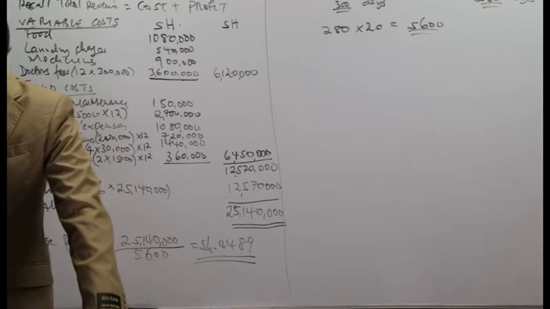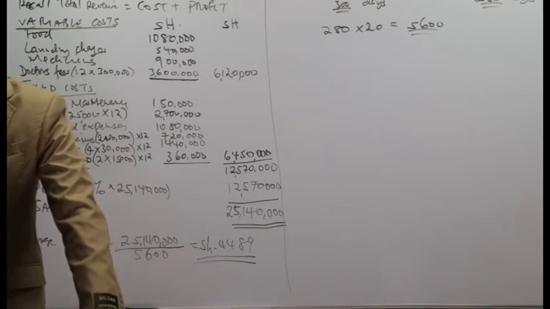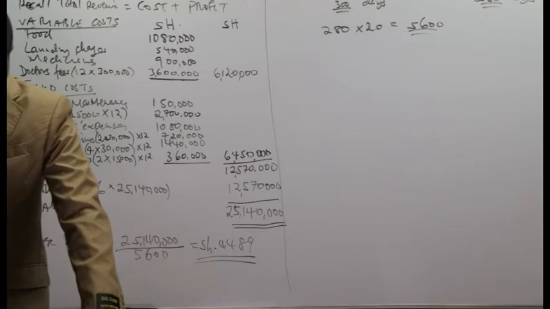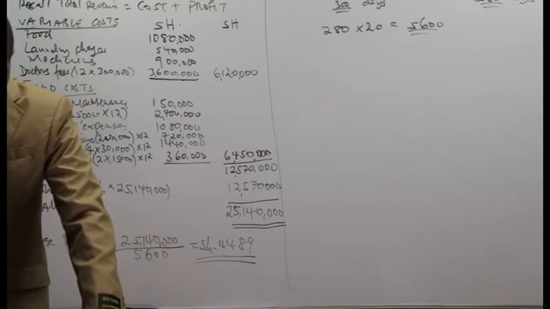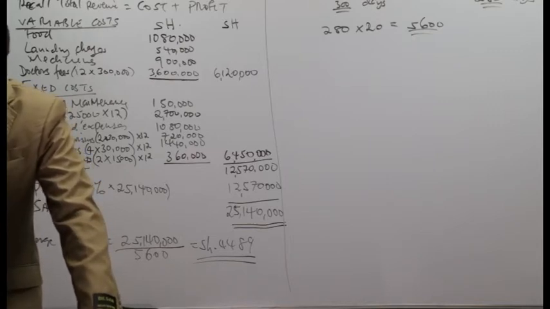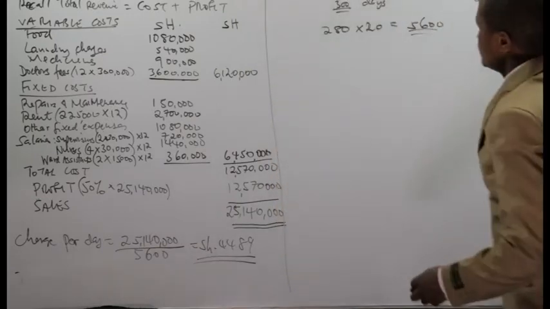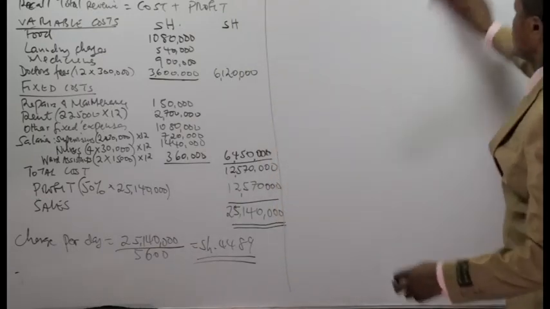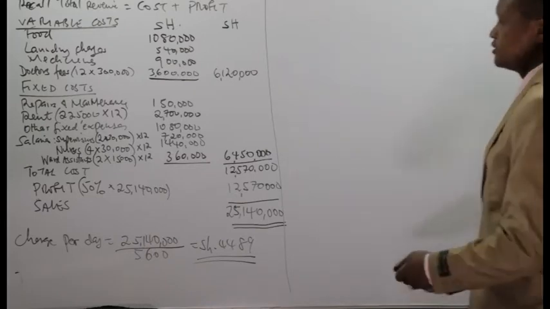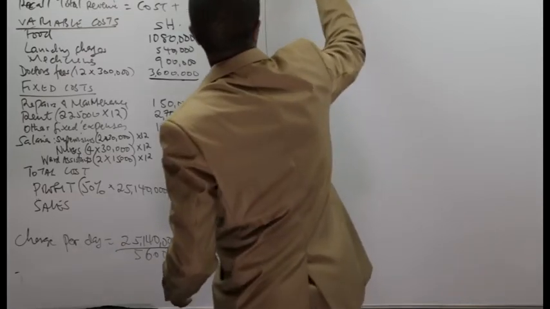Then part two, we are asked to determine the number of patient days required to break even. Required to break even. That is our second part of that question. That is the break even point. Number two is break even.